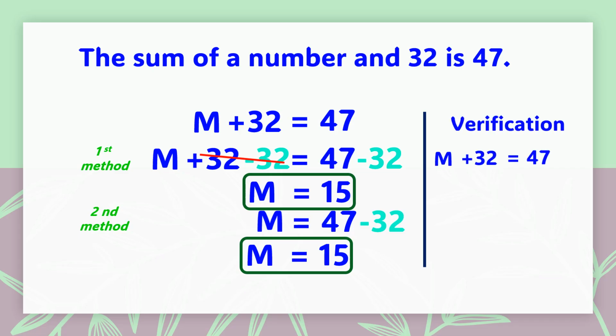Verification. Replace the value of m, we got the answer 15. So 15 plus 32 is equal to 47. 15 plus 32 is 47, is equal to 47.